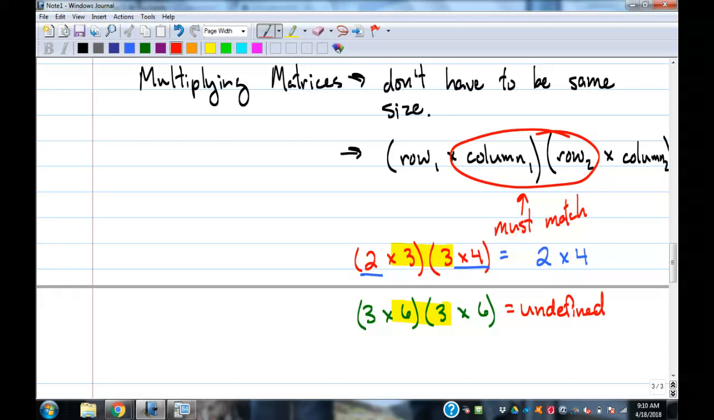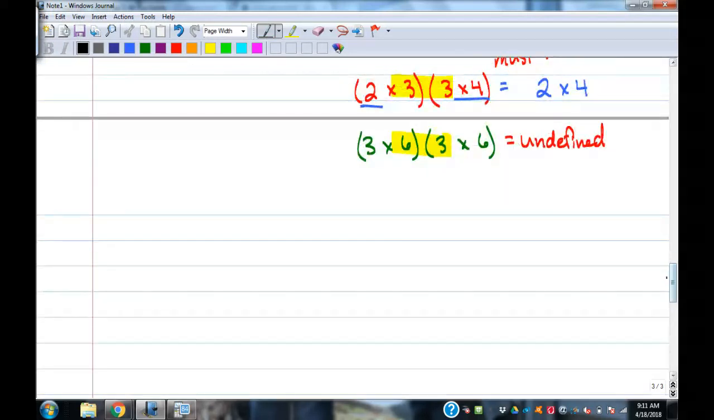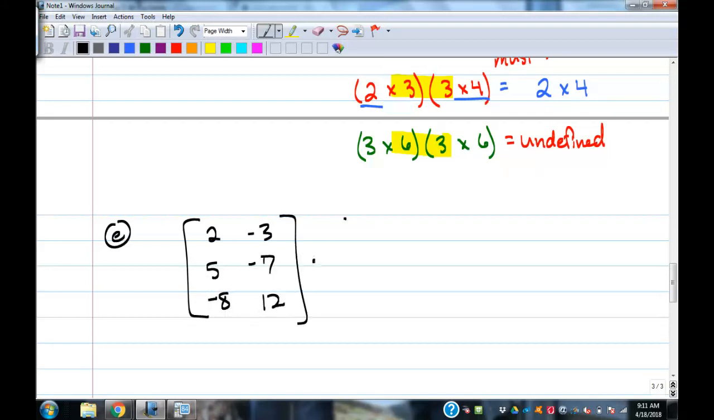I normally don't ask my students to multiply matrices by hand, because it's a lot of operations in order to get the result. It's doable and easy, but you have to multiply depending on the size of the matrix you're dealing with. So if we had something like this, for an example, we had matrix 2, -3, 5, -7, -8, 12 times 10, 11.